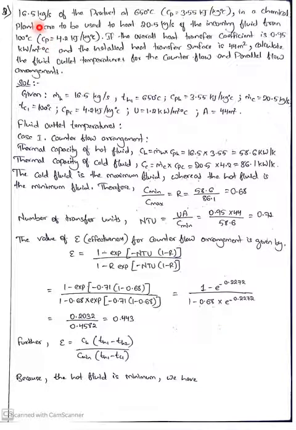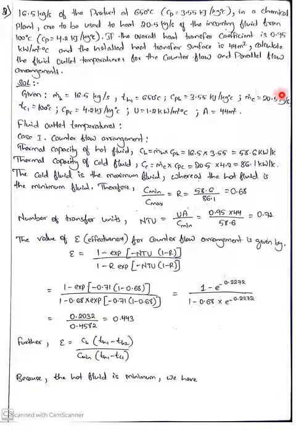Next, 16.5 kg/s of the product at 650 degrees Celsius in a chemical plant is to be used to heat 220 kg/s of the incoming fluid at 100 degrees Celsius. If the overall heat transfer coefficient is 0.95 and the installed heat surface is 44 meters square, calculate the fluid outlet temperatures for the counter flow and parallel flow arrangement.